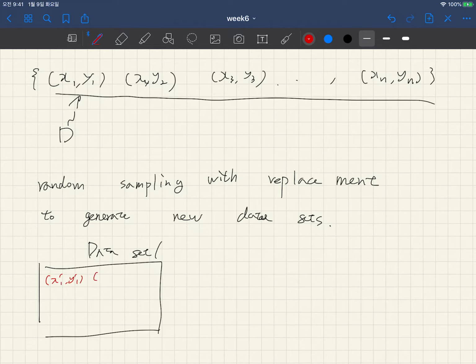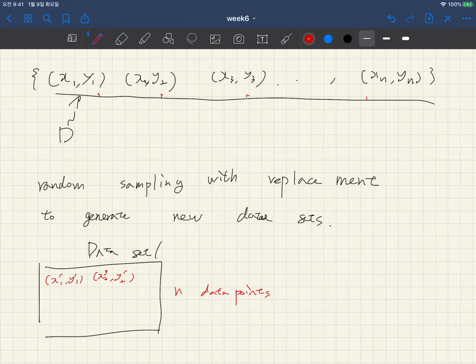Forget about the first selection, and then again sample a new data point, x prime 2, y prime 2, from the n training data points. Essentially, each time, with probability 1 over n, each data point can be chosen. So with a uniform distribution, we choose one data point to add to the new data set. When you repeat this process n times, you can fill the new data set with n data points.